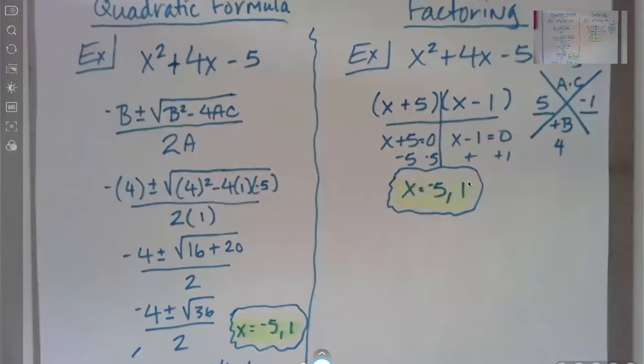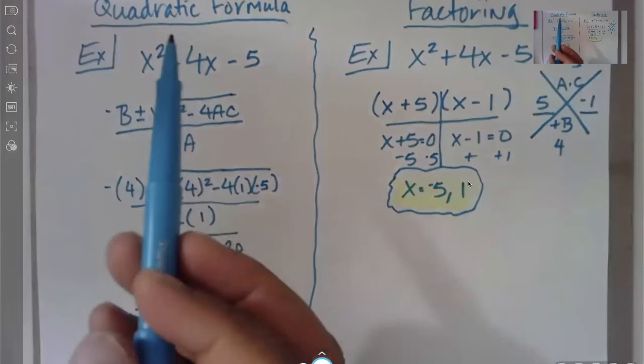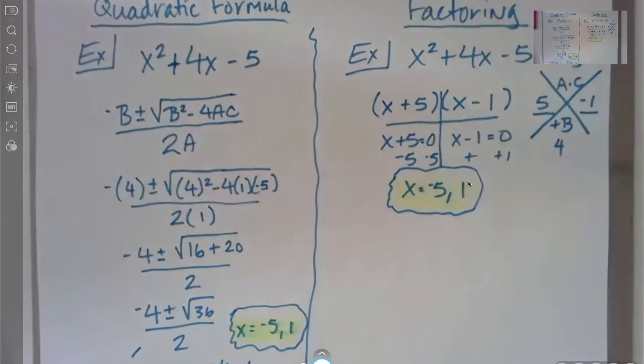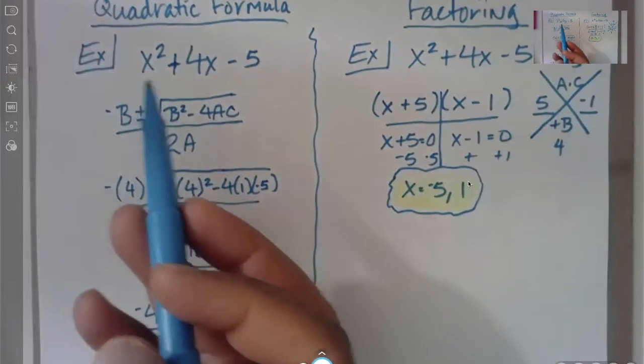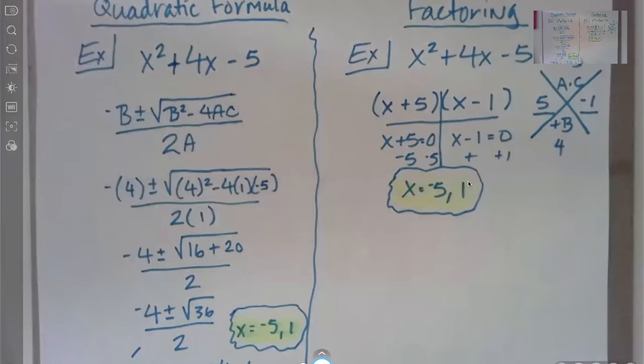If you remember last week, we went over the quadratic formula. We also went over factoring in order to solve these quadratic equations. Both are good methods, but there's a third method that I want to show you here today. So if you take a look at this example here, x squared plus 4x minus 5, I wrote it again here, and I solved it using the two methods that we learned last week.